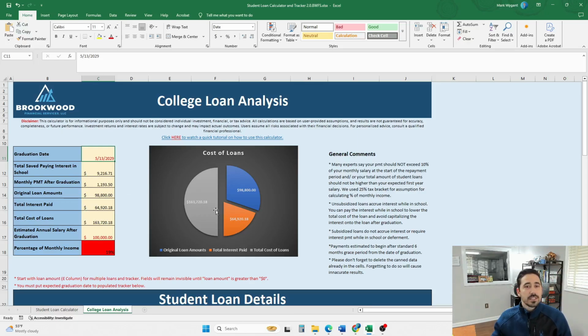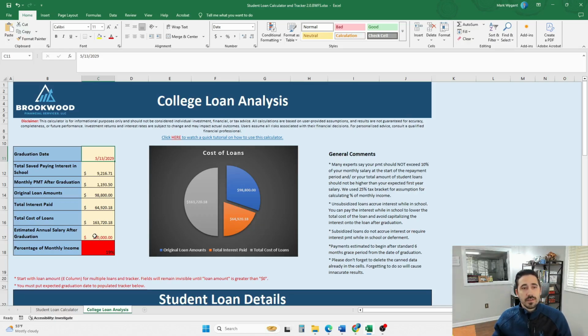You'll see here there's still a pie chart that breaks down the total cost of your loans based on all the information that you put down below, and compares that against your original principal, meaning the original amount of loans that you took out versus all the interest that you're going to have to pay based on your type of plan and information that you put in there.